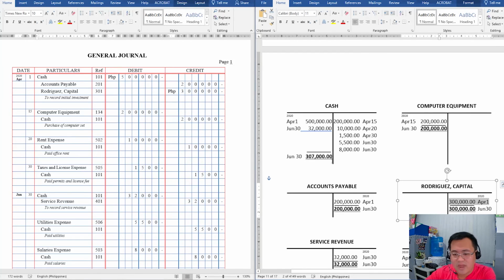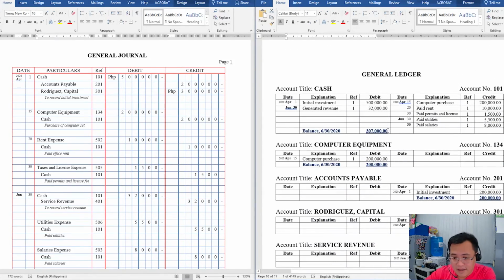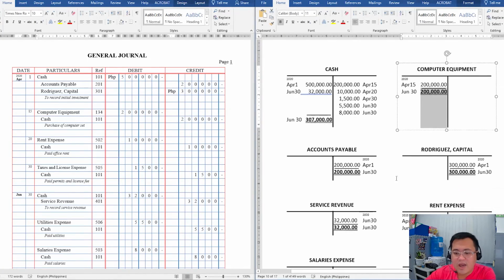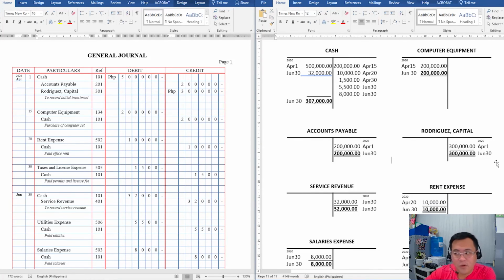So to test whether we have the same balances, for cash, we have 307,000 here. Of course, we have 307,000 here. And then computer equipment, we have 200,000, the same balance, okay? So on and so forth. Again, in any way, we get the same balance before we could proceed to our next step, which is to make our unadjusted trial balance.